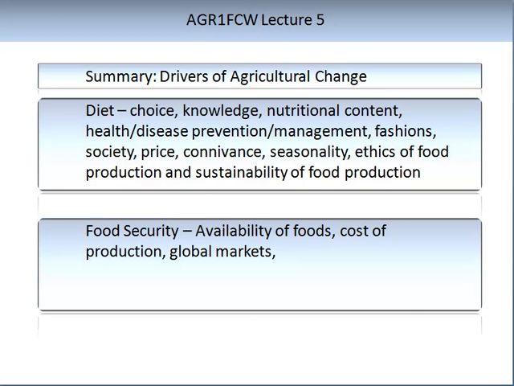So let us sum up the drivers of agricultural change that we have discussed in this lecture. There is diet, which includes choice, knowledge, nutritional content, health and disease prevention and management, fashions, society and hierarchical status, price, probably very important for Australia, convenience, seasonality, ethics of food production and sustainability of food production. Food security aspects are complex and forever changing. One can summarize these currently as availability of foods, the cost of food production, and the distribution for global markets.